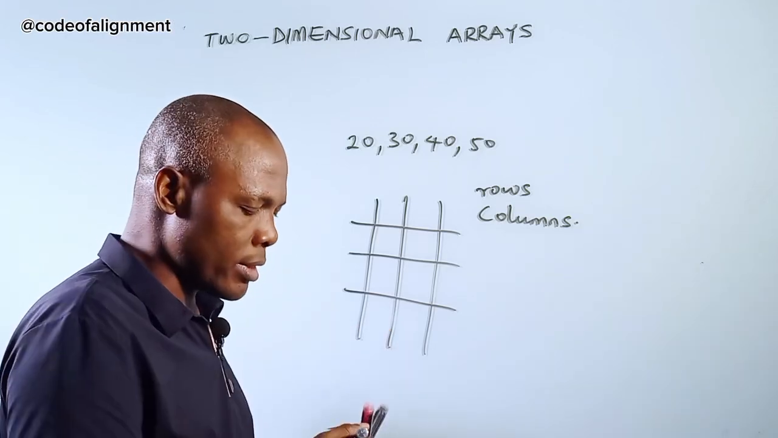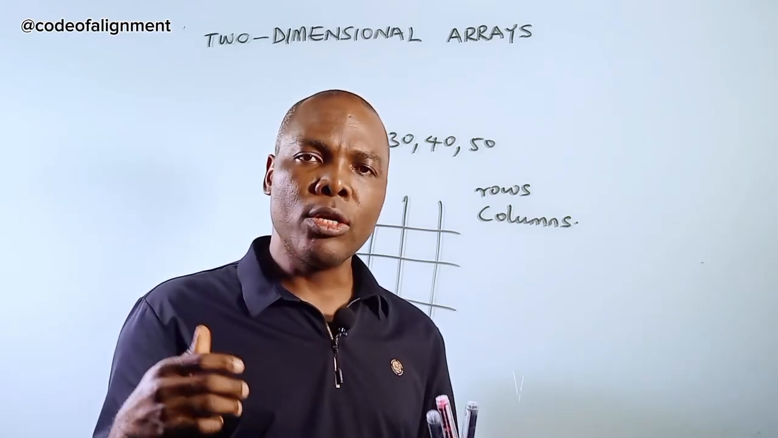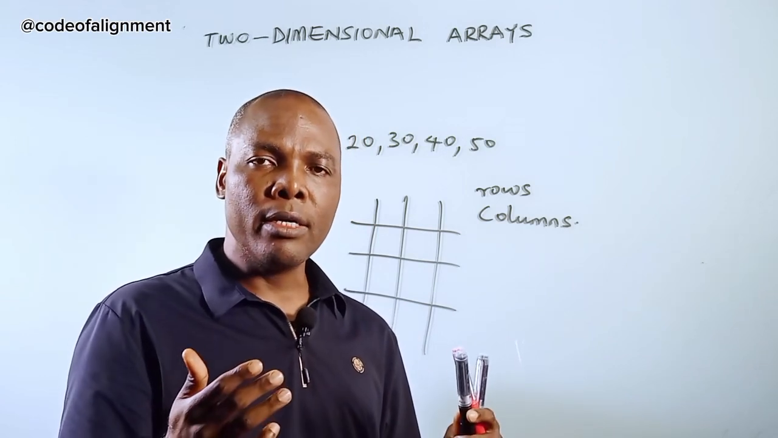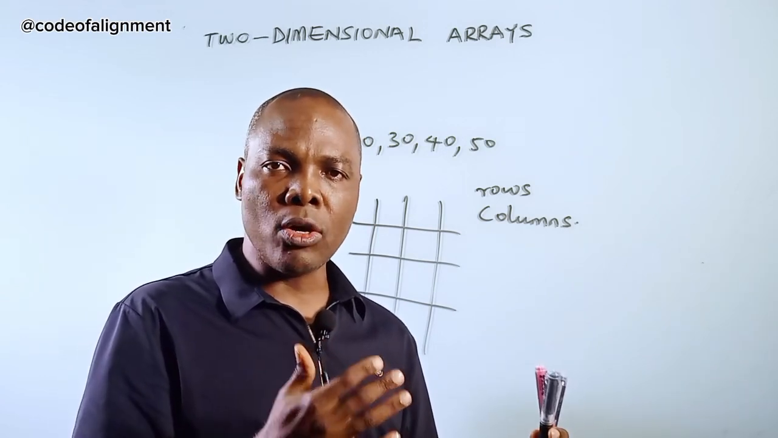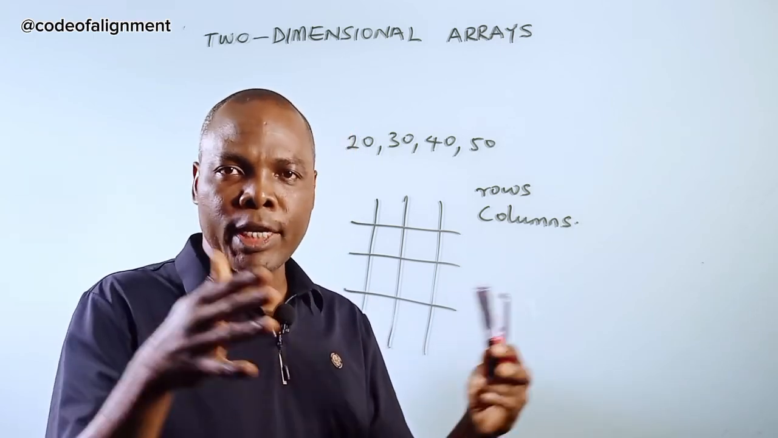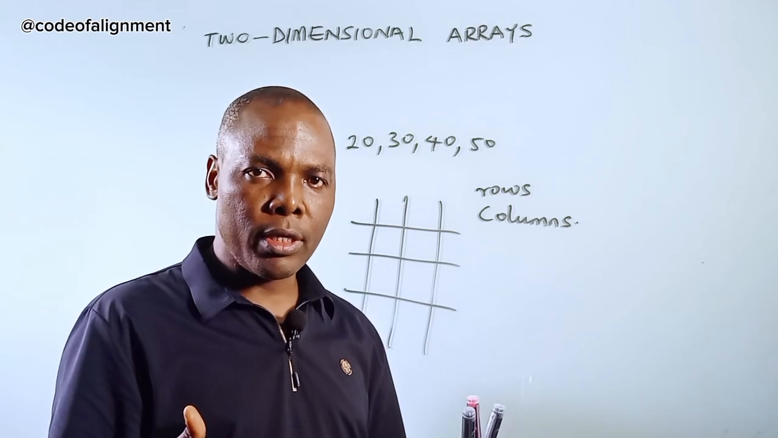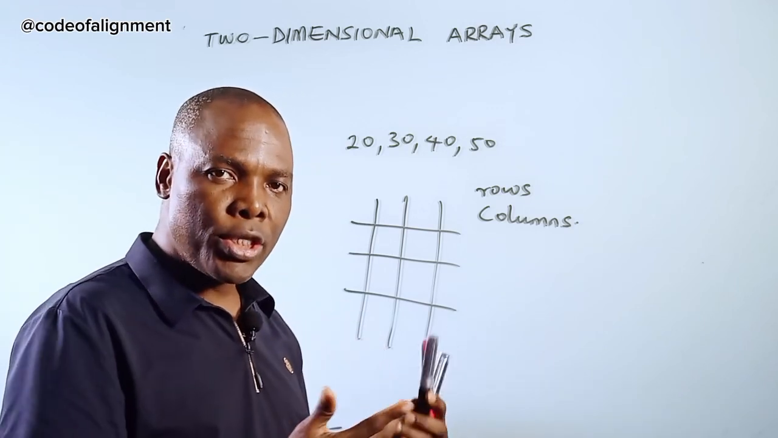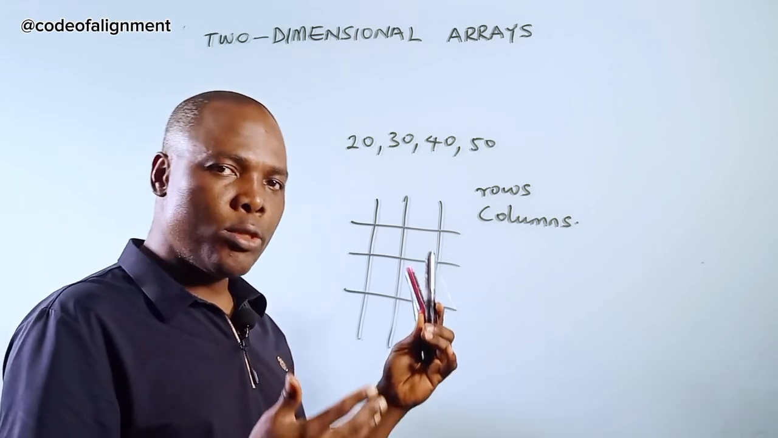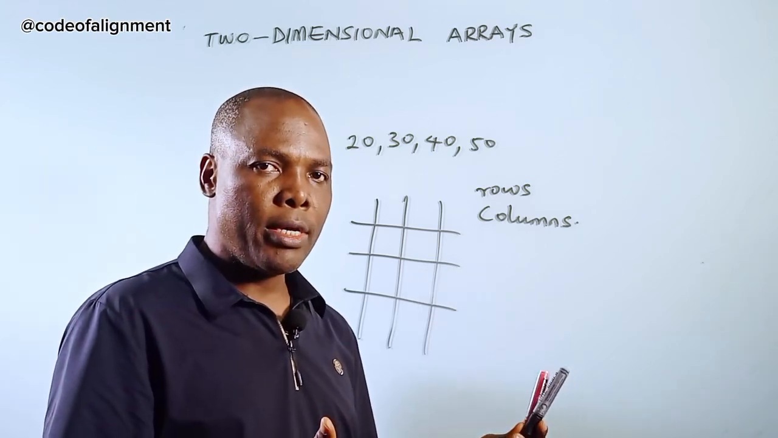So example of this is what? Scores of students in different subjects, or sales of different branches of a company, or even a chessboard. When you look at a chessboard, right? So your spreadsheet, that is Microsoft Excel, that is a two-dimensional array.